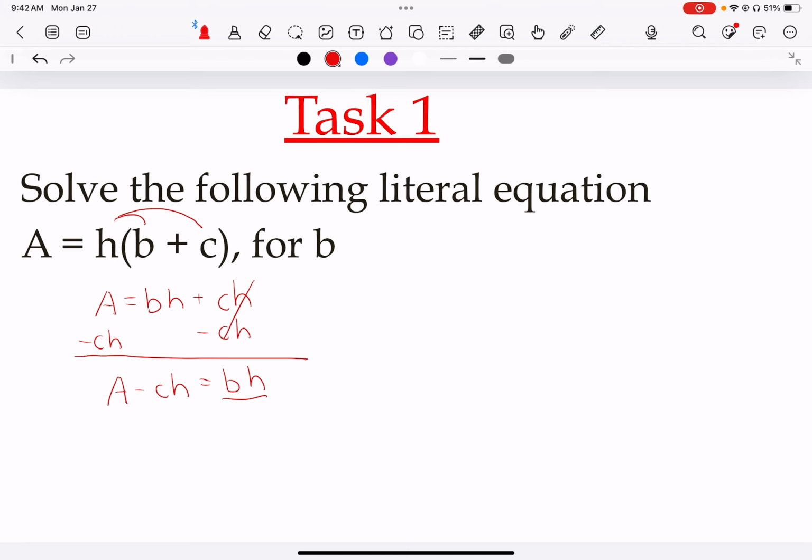Now to get rid of the h, I'm going to divide each term by h. So a over h, can't simplify that. Negative ch divided by h, the h's cancel out, so I'm just left with minus c equals bh divided by h. The h's cancel out again, and I'm left with b. So I have a over h minus c is equal to b.